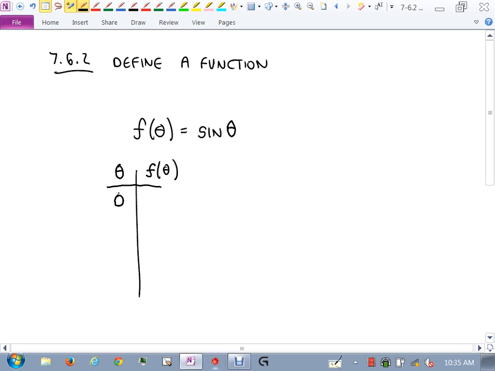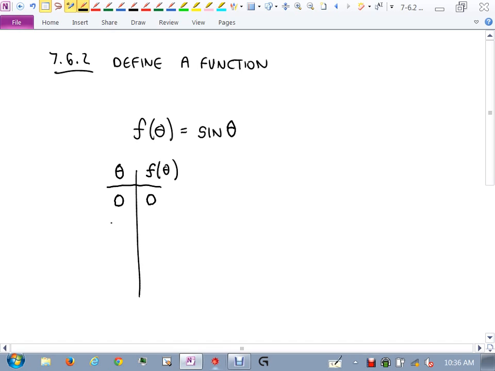So you go to your unit circle right now, right? You go to the angle 0, and you tell me which coordinate? If we're doing sine, which coordinate on your unit circle are we looking at? The y coordinate. So what's the y coordinate at a 0 angle? 0.